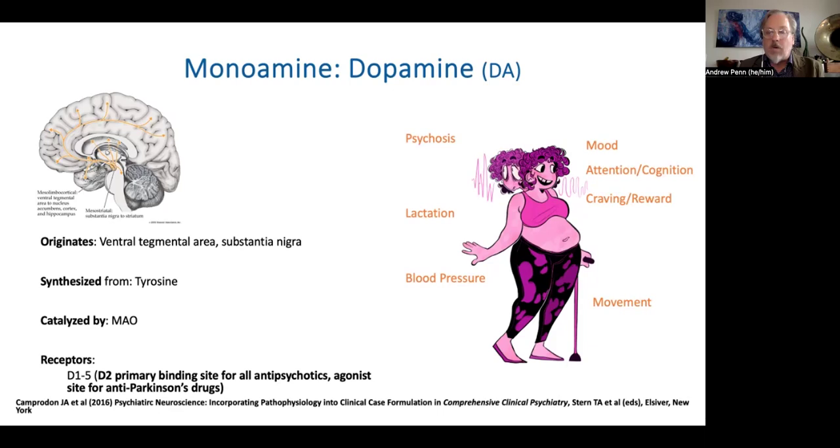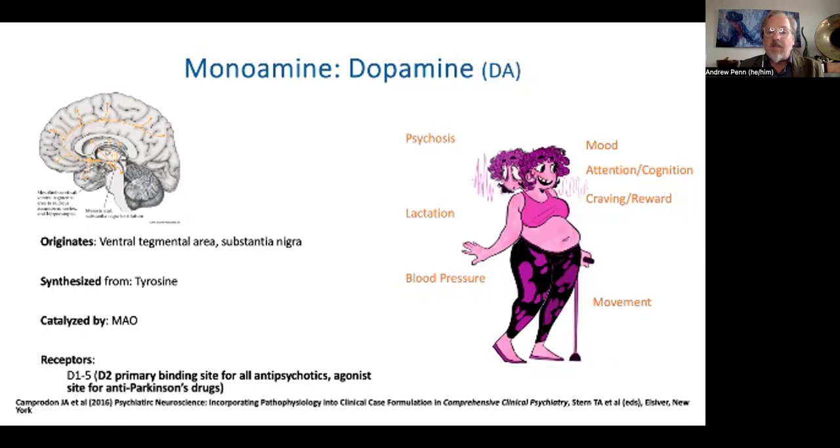Dopamine has a lot of different roles in the body. Obviously we're familiar with its role in mediating psychosis, but it also has an important effect on mood and also in addiction. Substance use disorders have a significant component that is mediated by dopamine, and it's one of the ways that we register reward and also craving.